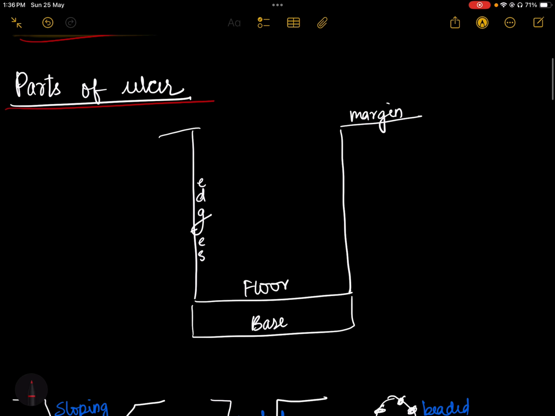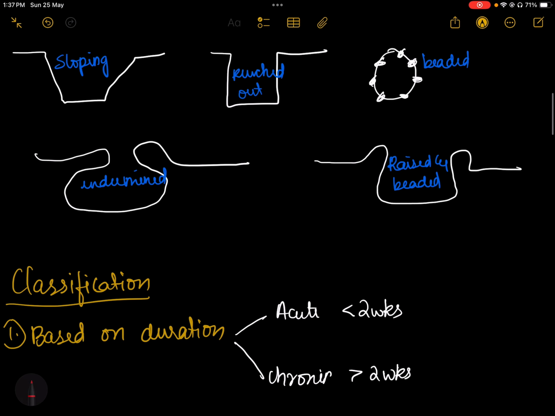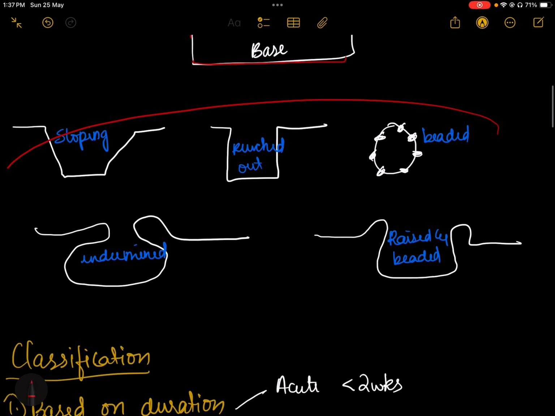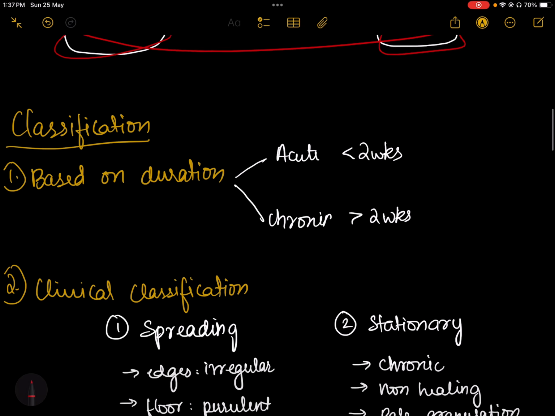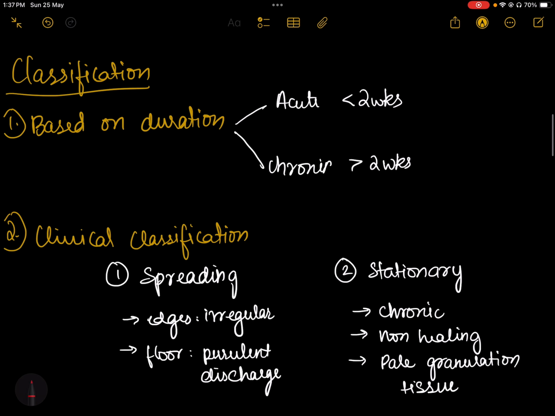Now we see the parts of an ulcer. An ulcer has a floor, base, edges, and a margin. Now these are the different types of ulcer edges: sloping, punched out, beaded, undermined, and raised. Now the classification of ulcer, this is important.